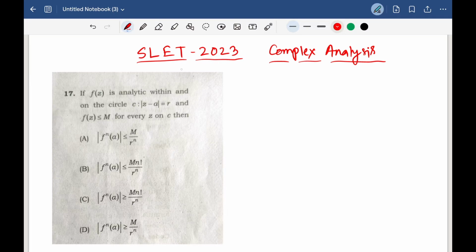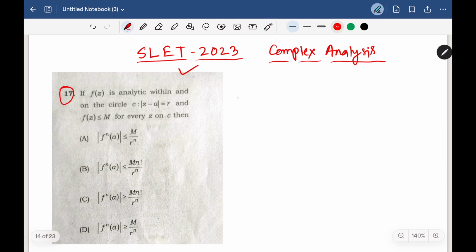Today we will solve the questions from SLET 2023 complex analysis part. So in question number 17, it is given that if f(z) is analytic within a circle C, |z - a| = r, and |f(z)| ≤ M, then for every z on C, which option is correct? The options are given in terms of |f^n(a)|.